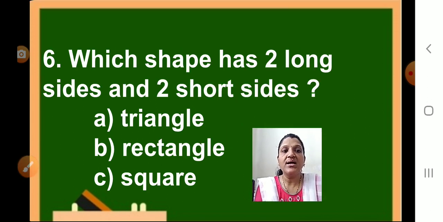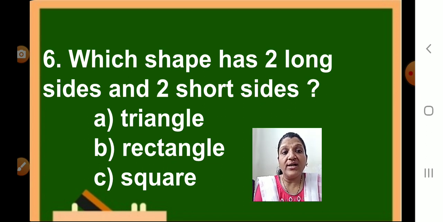Question number 6. Which shape has 2 long sides and 2 short sides? Now this question is based on the lesson shapes. We have learned the shapes and the sides and the corners. So let us read the options. A triangle, B rectangle, C square. So among these 3 shapes, which shape has 2 long sides and 2 short sides?